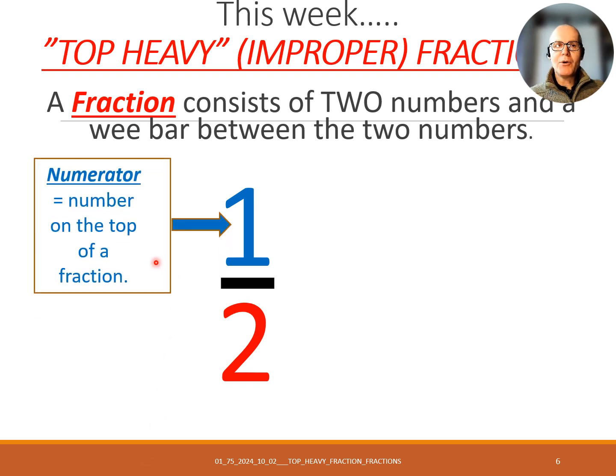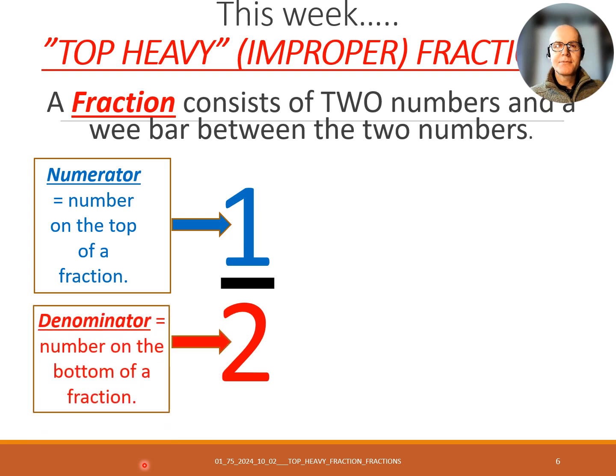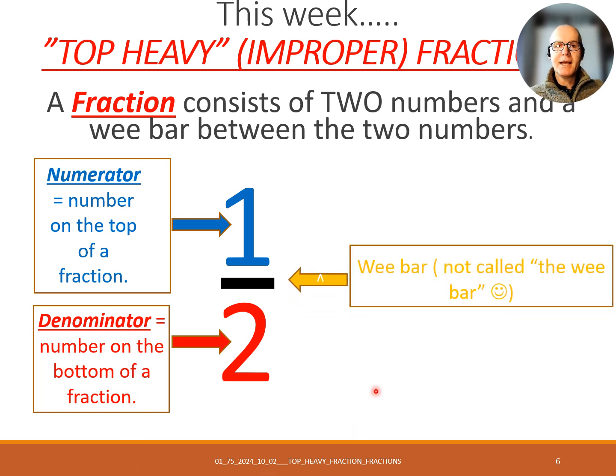The number on the top of a fraction is called the numerator. The number on the bottom of the fraction is called the denominator. And there's a wee bar in between them, separating the numerator from the denominator.